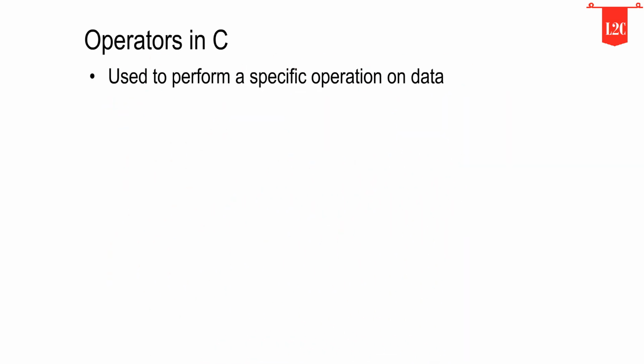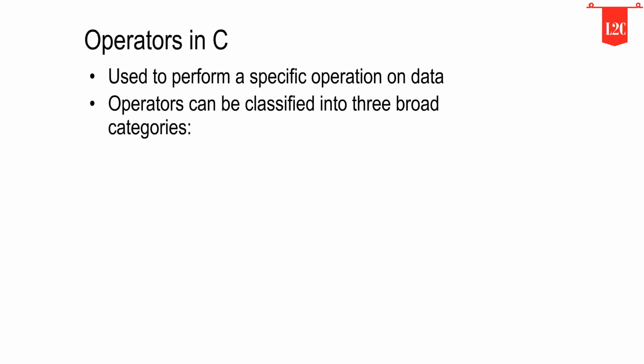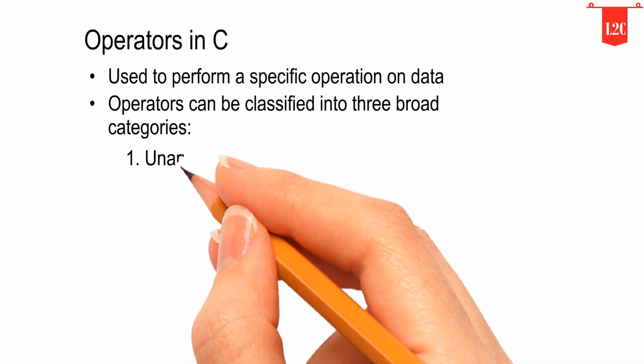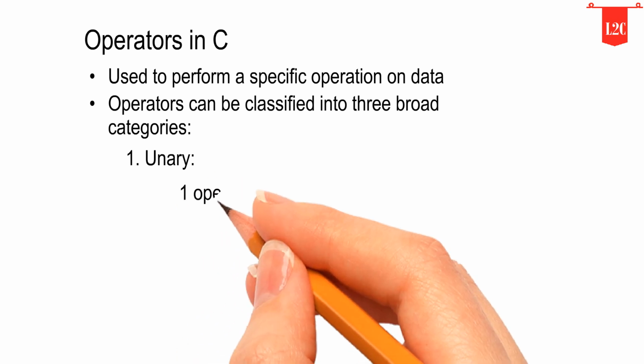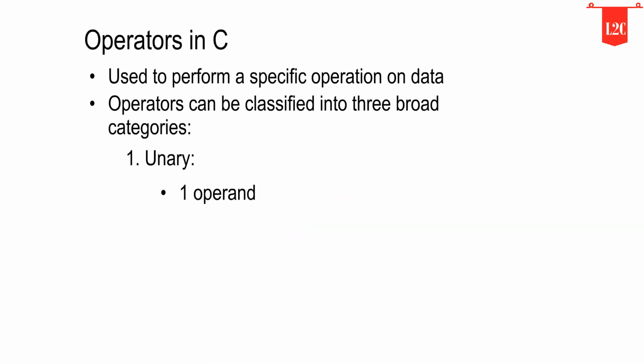The sixth type is operators in C. Operators in C are tools or symbols, which are used to perform a specific operation on data. Operations are performed on the operand. Operators can be classified into three broad categories, according to the number of operands used, which are as follows. First, unary, it involves the use of a single operand. For instance, this is a unary operator that operates on a single variable, which denotes negation or complement.